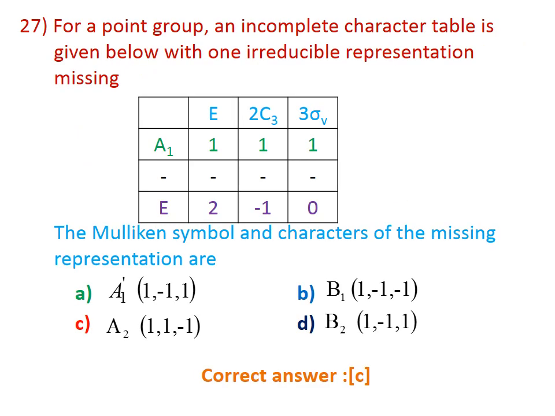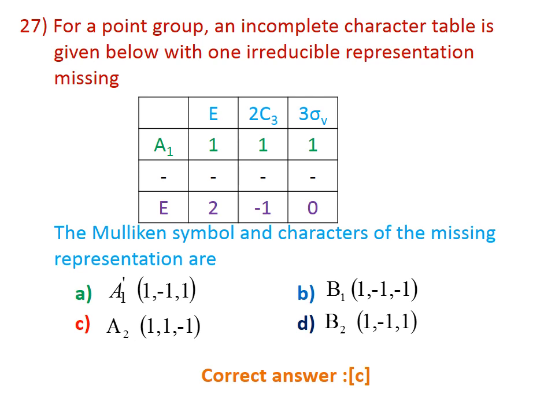Question 27. For a point group, an incomplete character table is given with one irreducible representation missing, and it is an example of the C3v point group. A1 is given as 1, 1, 1, and A2 is missing, E is equal to 2, minus 1, 0. Therefore, the correct answer for this question is C, A2: 1, 1, minus 1.